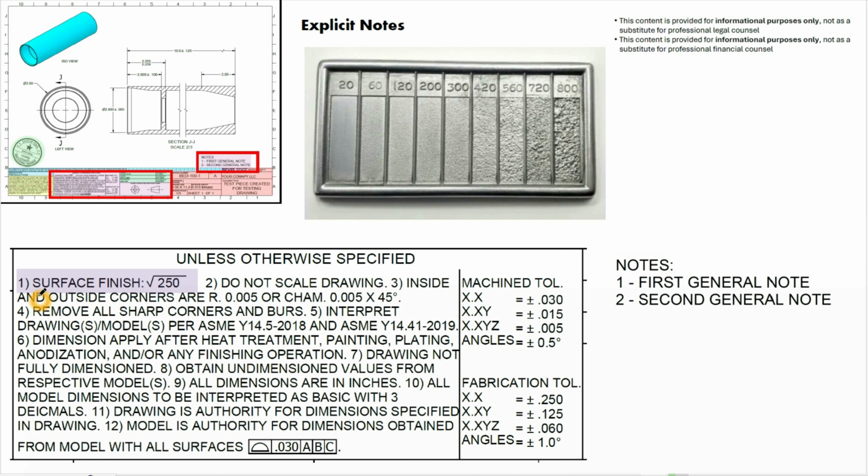Okay, so the first one, surface finish. Let me read this here: unless otherwise specified, which just means this applies to the entire drawing unless I tell you otherwise up here. Surface finish of roughness of 250, square root of 250. Now, the manufacturer maybe made your part and the outside of it looks like this, and that's not what you wanted. You want it to look smooth, maybe somewhere between here and here, which is a 250 that we've called out as a default.